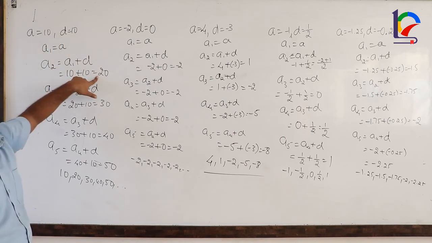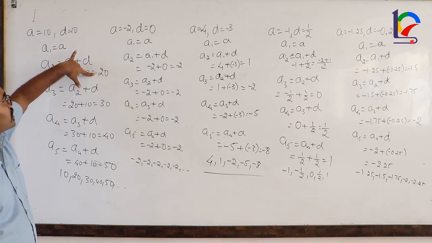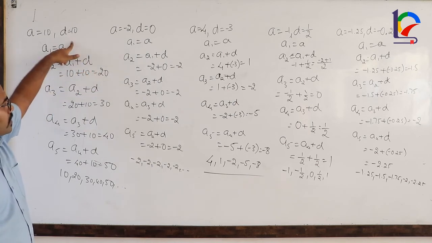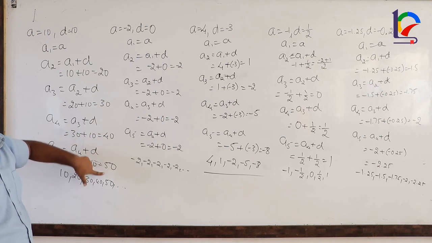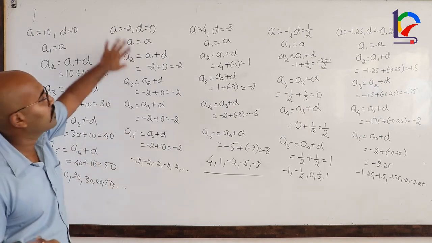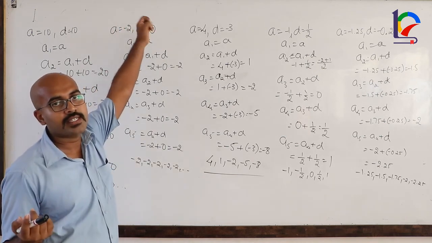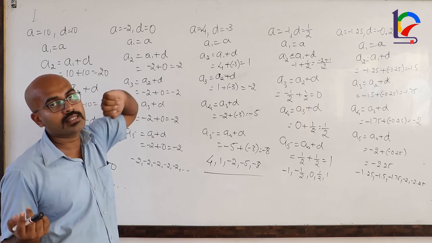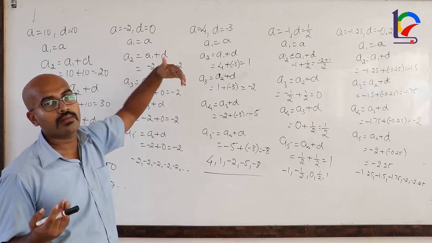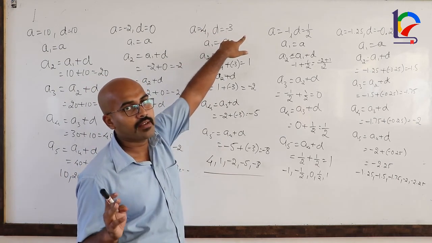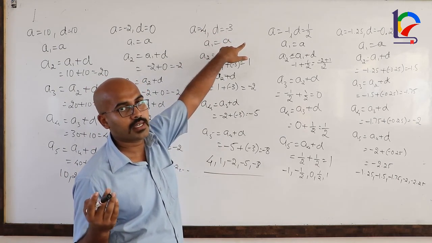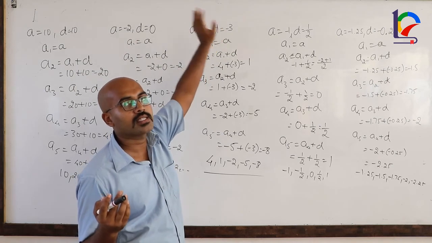Second term is 20. If you want to find the third term, add the common difference, that is 10. So 20 plus 10, 30. So the next term, 30 plus 10, 40. 40 plus 10, 50. That's it. So when the common difference is 0, it's the most easiest one, because all the terms will be the same. When the common difference is in negative, so you don't have to be scared. You just need to add in the similar way.